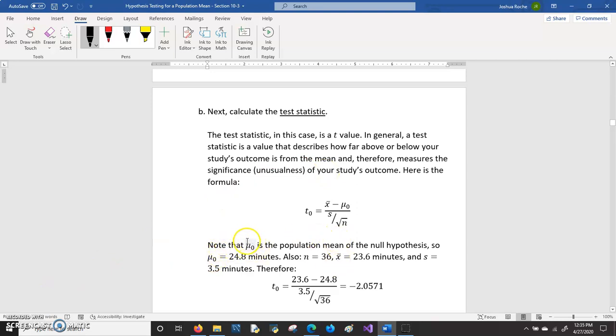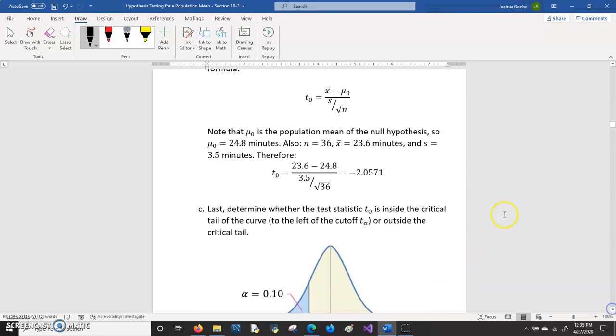Note that in the formula, this mu sub 0 means the population mean of the null hypothesis. So the null hypothesis was 24.8 minutes, so that will be for the mu sub 0. Also, our sample size was 36, the sample mean was 23.6 minutes, and the sample standard deviation was 3.5 minutes. Put all those values into the formula, and the t-test statistic comes out to negative 2.0571.